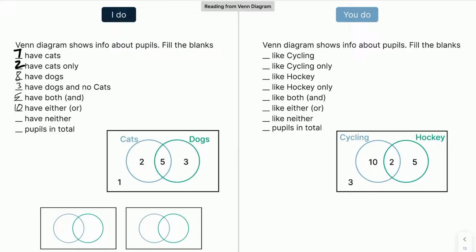And then it says have neither. So that's this number outside here. So that's saying they don't have any cats or dogs. So that's a 1 there. And then how many pupils are there in total? So you just add all the numbers together. So that's 5 plus 3, which is 8, plus 2, plus 1. So there's 11 pupils in total.